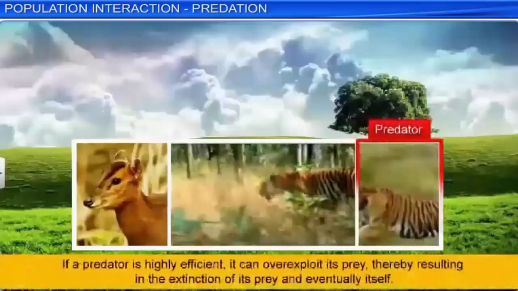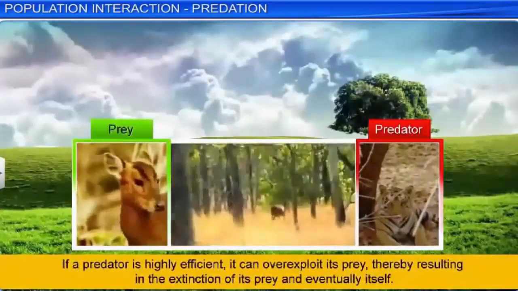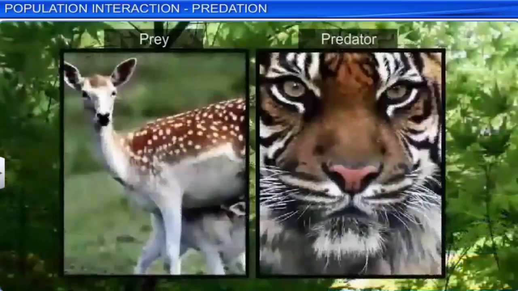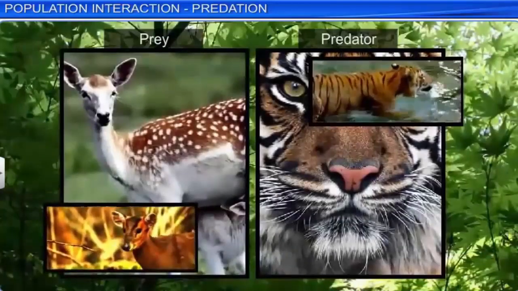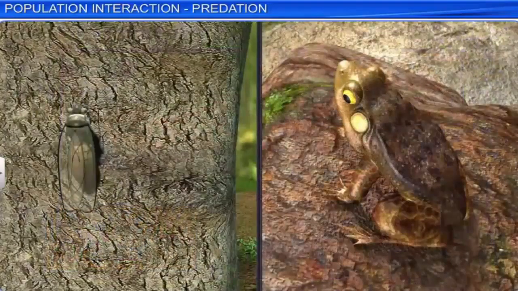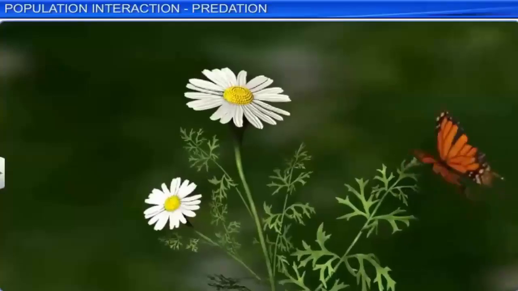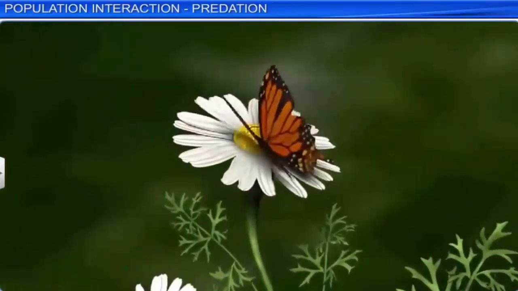If a predator is highly efficient, it can overexploit its prey, thereby resulting in the extinction of its prey and eventually itself. However, such a situation rarely occurs in nature, as predators are prudent. They do not kill too many prey and leave some for later. Several prey species too have evolved various defenses to lessen the impact of predation. Some species of insects and frogs use camouflage to protect themselves from predators. Moreover, some prey contain poisonous chemicals which keep predators away.